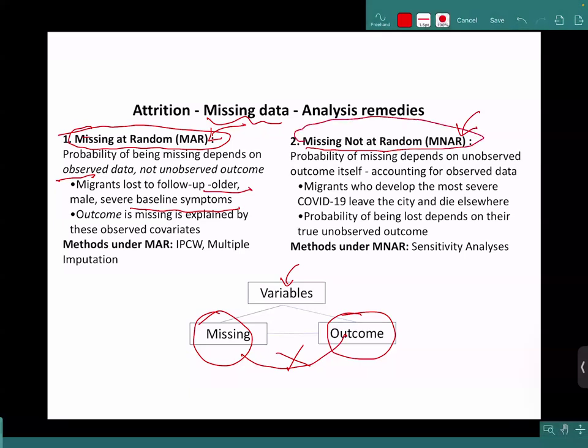What does this mean? This means that the probability of missing depends upon the outcome itself. That is, your literature is telling you and your gut feeling is telling you that whether a person is lost to follow up or not, that affects the risk of death. That is, those who are lost to follow up are more likely to die. If that is your gut feeling, then this scenario is missing not at random. Are you getting me? Yes, ma'am. I got it, ma'am.